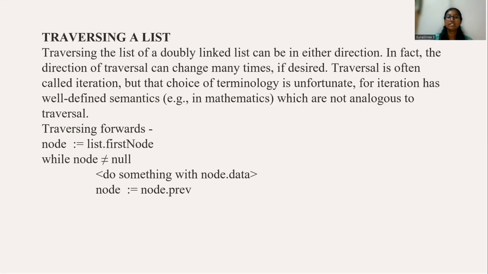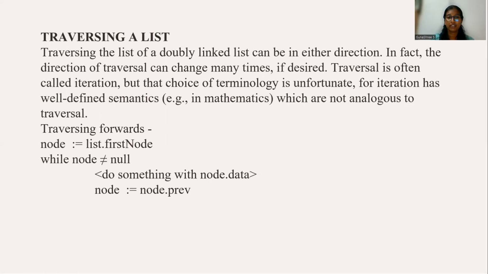How do we traverse a list in a doubly linked list? It can be done in either direction, forward or backward. It is almost called iteration, but iteration has well-defined semantics, which is not analogous to traversal. The following code will be used to traverse the given list in a forward way.